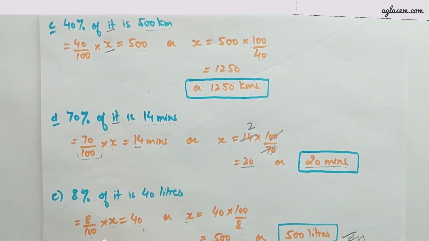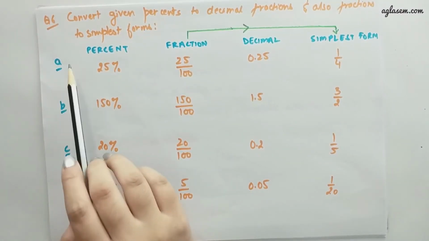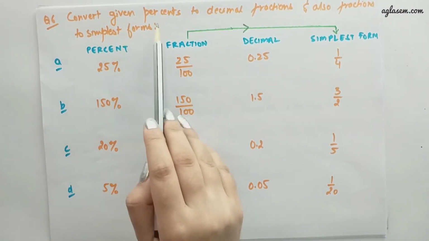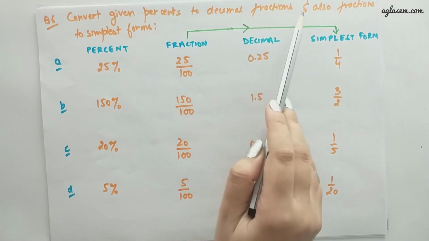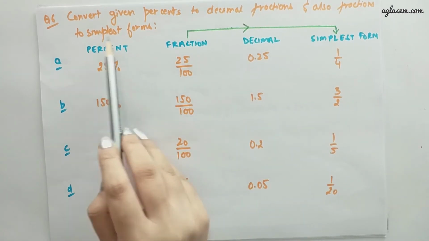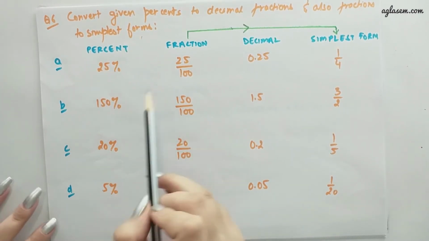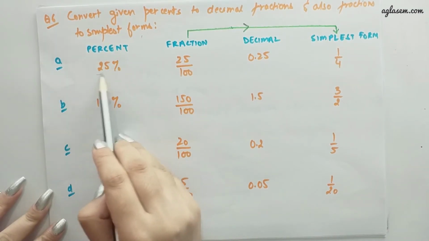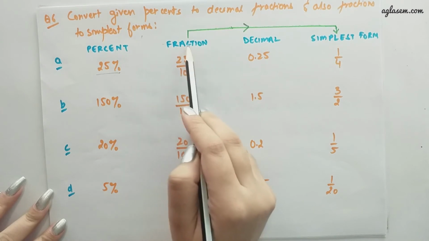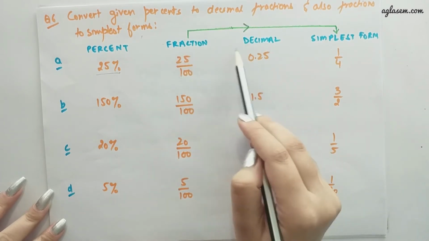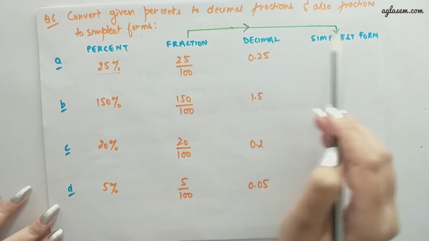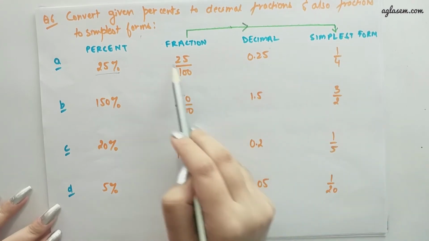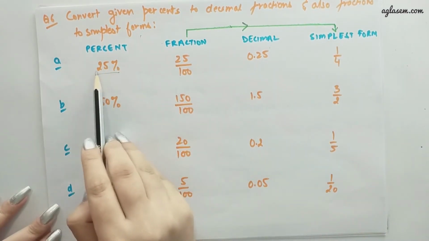Now let's move to the next question. That is question 6. Convert given percents to decimal fraction and also fraction to simplest form. So remember, in this question, firstly we have to convert this percentage into fractions. After that we have to convert it into decimals and then to the simplest form. Now we have to follow this method.